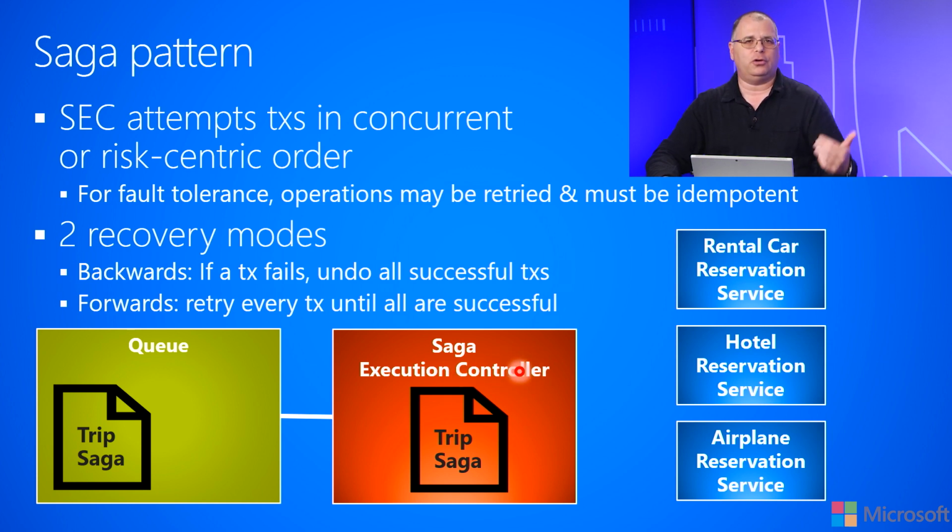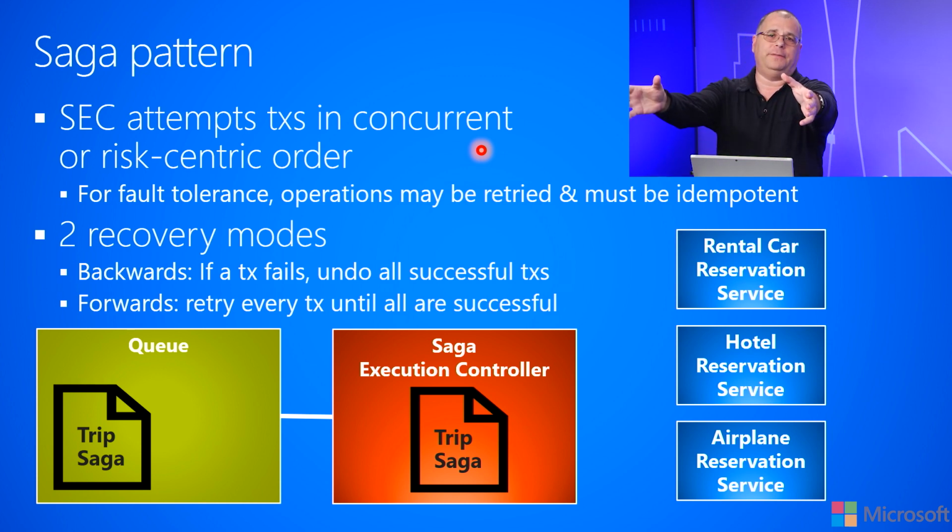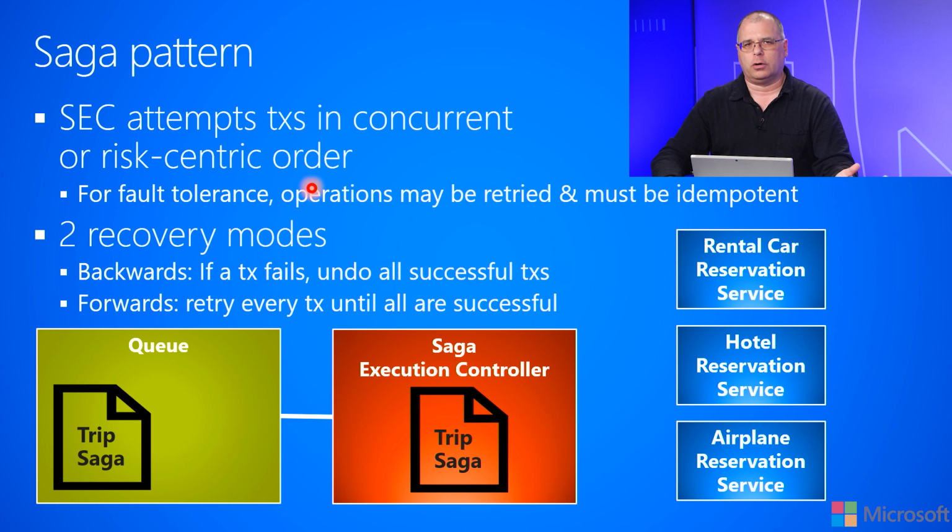The Saga Execution Controller is the piece of code that's going to walk through this information in the queue message, and it's going to communicate with the three other services to make sure that the work gets done. The Saga Execution Controller is going to attempt each of these three separate transactions, and it can attempt them in concurrent fashion. In other words, it could make a request to all three of these at the same time, which is good for performance reasons, or it could do it in risk-centric order. This is dependent upon you, how you want it done.